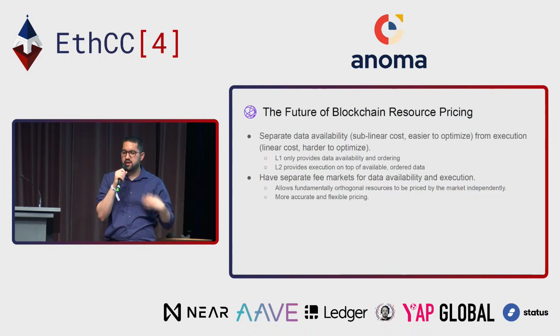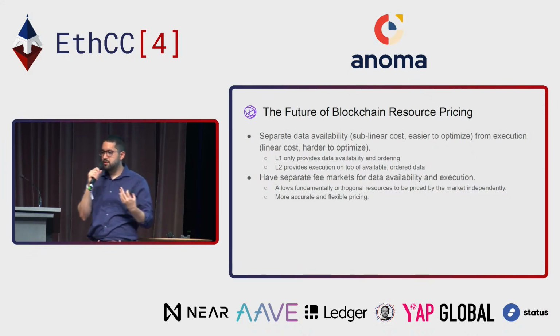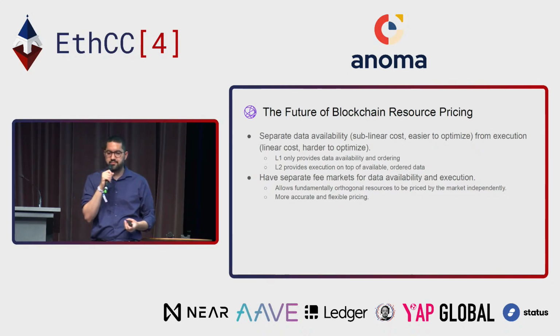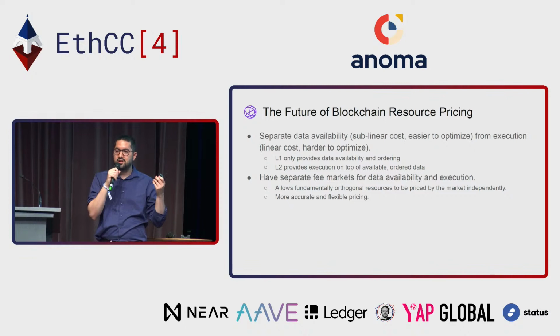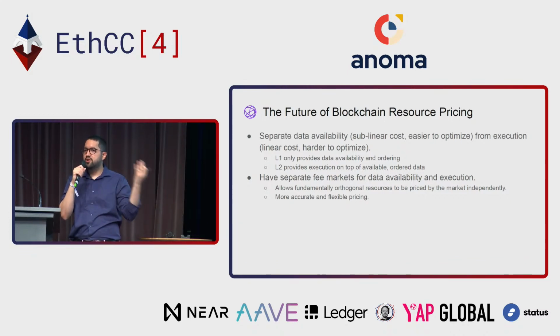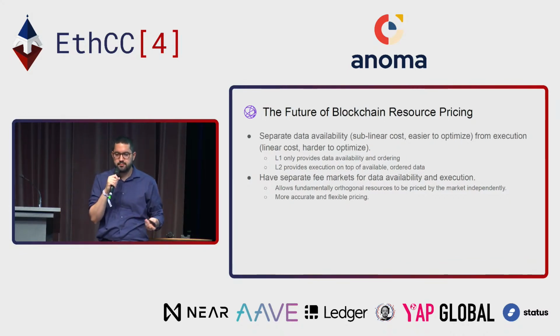Just separate them. Layer 1 provides data availability and ordering and timestamping. Layer 2 provides execution on top of this ordered data through the form of rollups. And the best part of this is you can have separate fee markets for each, and you don't have to worry necessarily about having a common metering. You just have separate fee markets. The fee markets will price these resources accordingly.